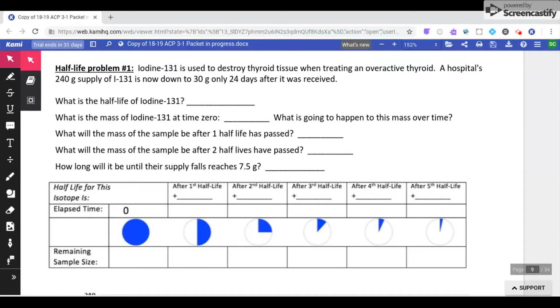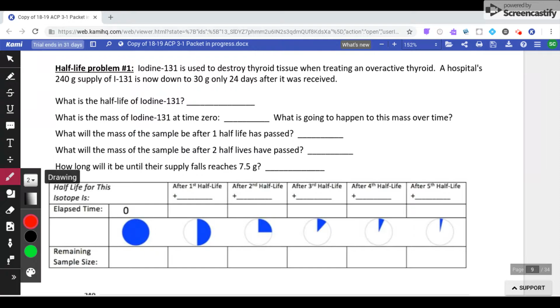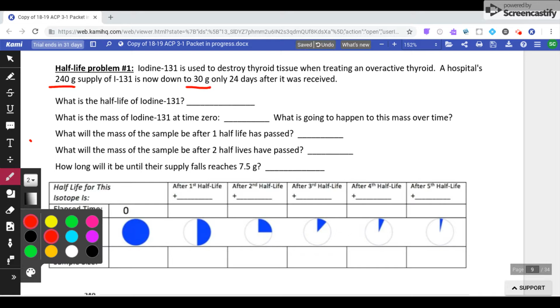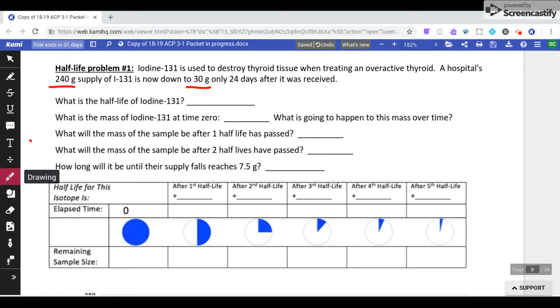It has been decaying. A portion of it is no longer iodine 131. So the amount that they started is not what they currently have. They started with 240 grams, and now they're down to 30 grams 24 days later. And that's because it was undergoing decay. So what we're going to try to do is answer these questions here.